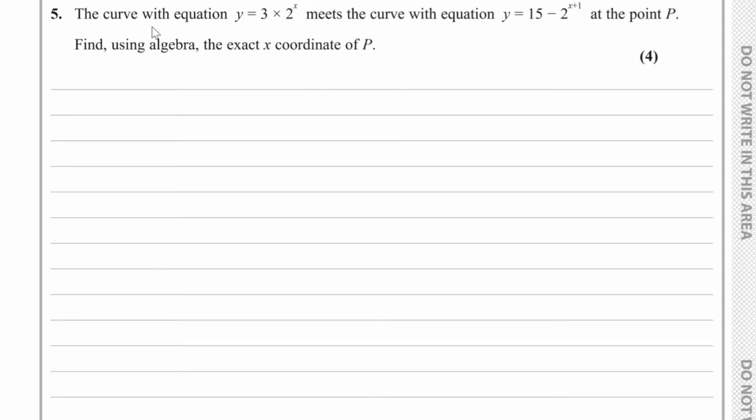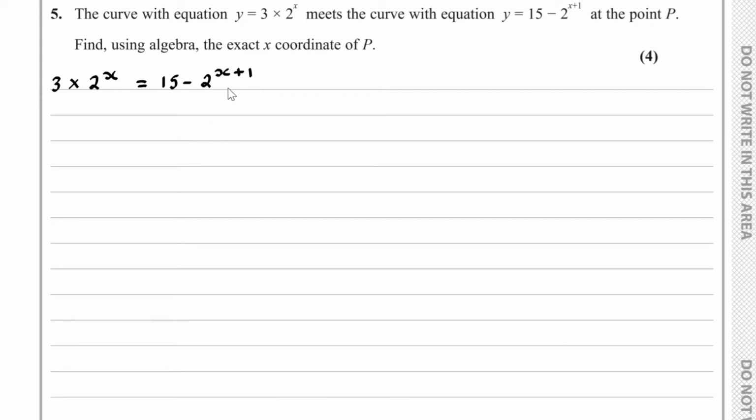Question number 5. The curve with equation y equals 3 times 2 to the power of x meets the curve with equation y equals 15 minus 2 to the power of x plus 1 at the point P. Find, using algebra, the exact x coordinate of P. Well, we have to solve this equation with this equation simultaneously, and we can do that by setting these equations equal to each other. So we have 3 times 2 to the power of x, which is equal to 15 minus 2 to the power of x plus 1.